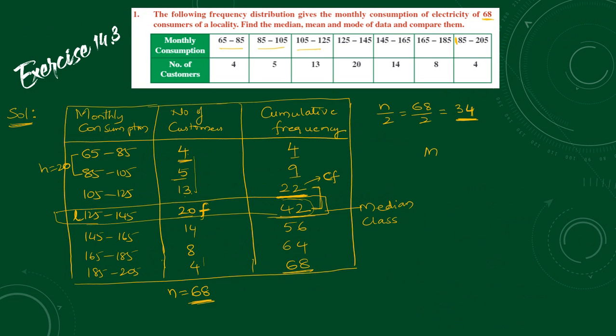Now moving on to finding the median. So median is equal to L plus (n by 2 minus CF) by F, into H. So this is nothing but my formula.